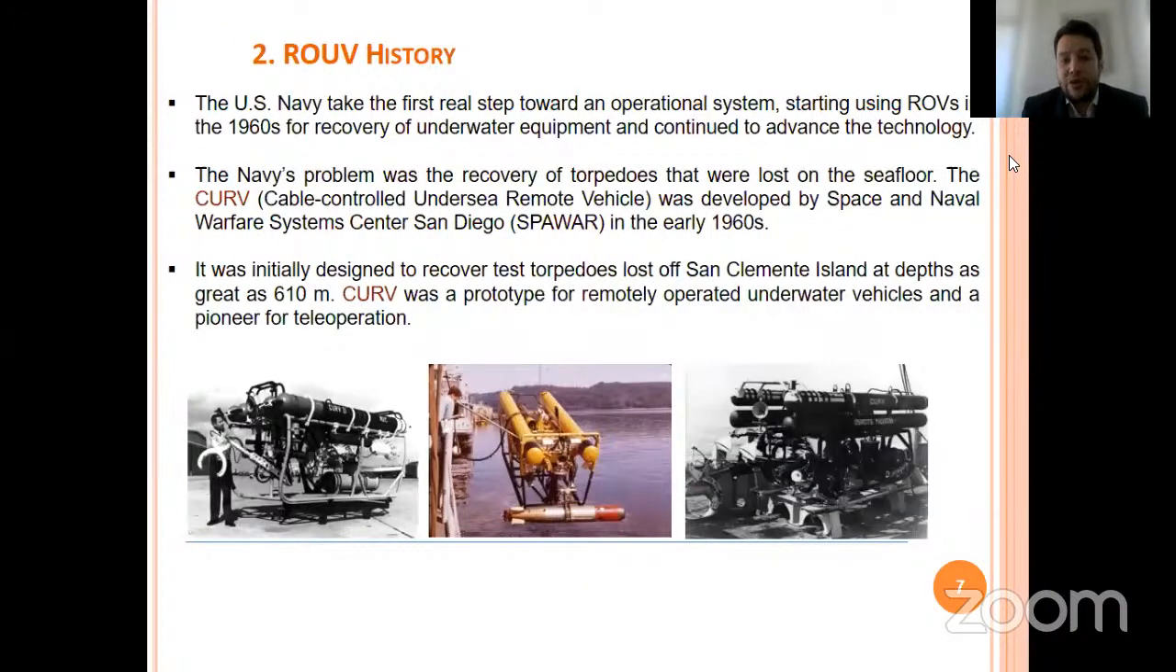After that, the U.S. Navy took the first real step toward an operational system, starting to use ROVs in 1960 for recovery of underwater equipment and continuing to advance this technology through time. The Navy's problem was the recovery of torpedoes that were lost on the seafloor. The CURV, cable-controlled undersea recovery vehicle, was developed by the Space and Naval Warfare Systems Center in San Diego in the early 1960s. It was initially designed to recover test torpedoes lost off San Clemente Island at depths as great as 610 meters. So CURV was a prototype remotely operated underwater vehicle at that time and a pioneer for teleoperation.